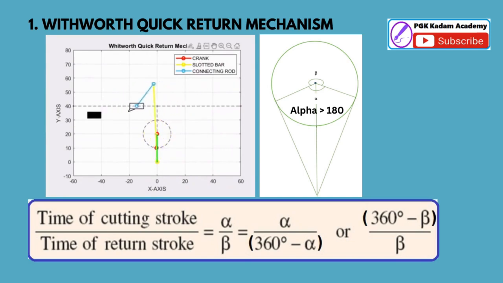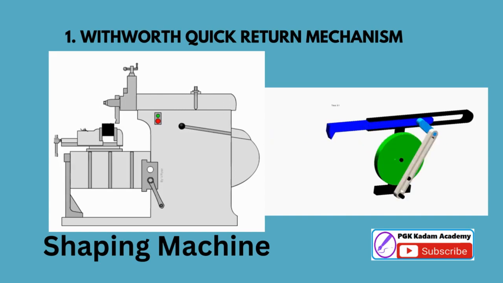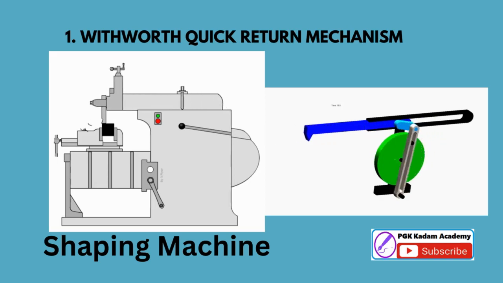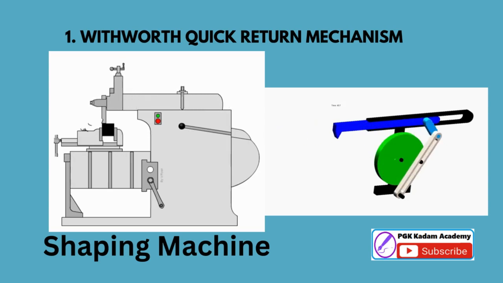This mechanism is most commonly seen as the drive for a shaping machine. Thus for the return stroke no cutting operation is done in the shaper machine, so it is quicker than the cutting stroke. Hence this mechanism is called a quick return mechanism.